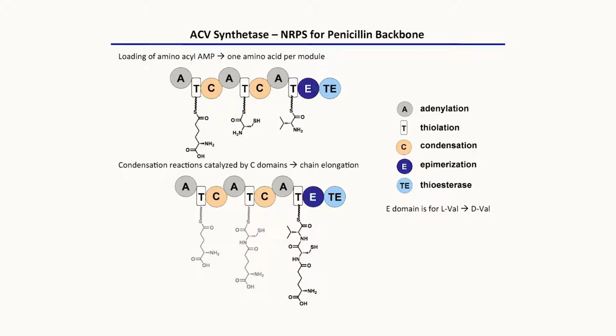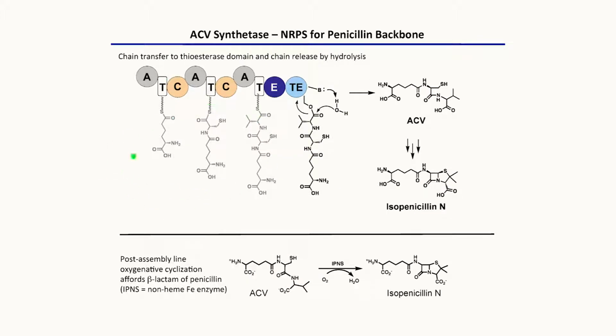Okay, so formation of two peptide bonds, and then what happens? Ultimately, we have chain transfer to a serine residue on the thioesterase domain. And this is a case where the thioesterase domain catalyzes hydrolytic release, right? So as opposed to macrocyclization, we're seeing activation of a water molecule and attack, which releases this ACV tripeptide. Okay, and I've drawn the ACV tripeptide here to indicate effectively getting to this structure.